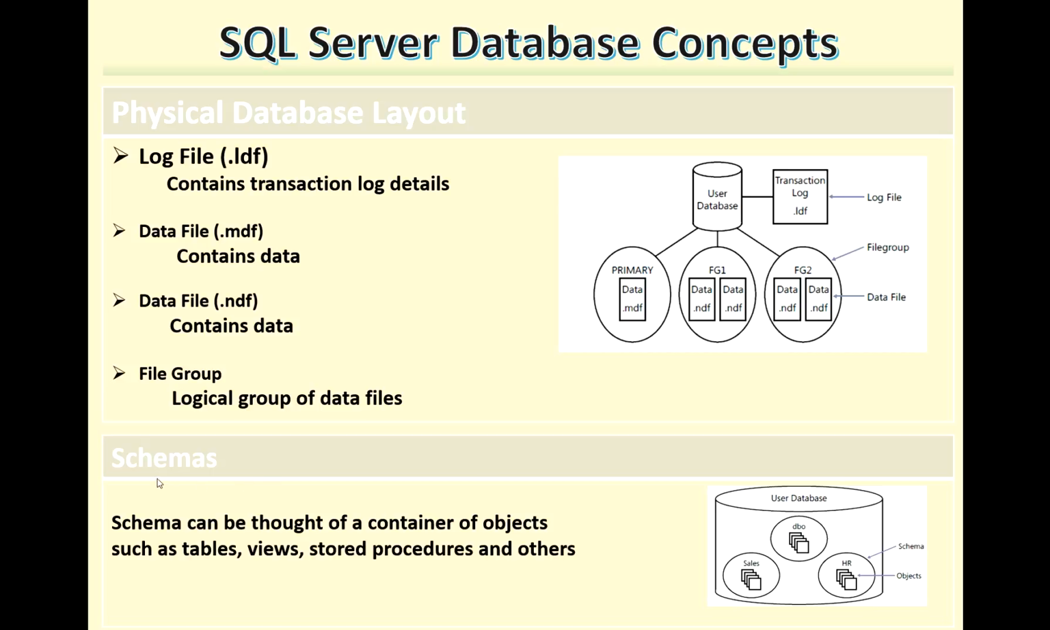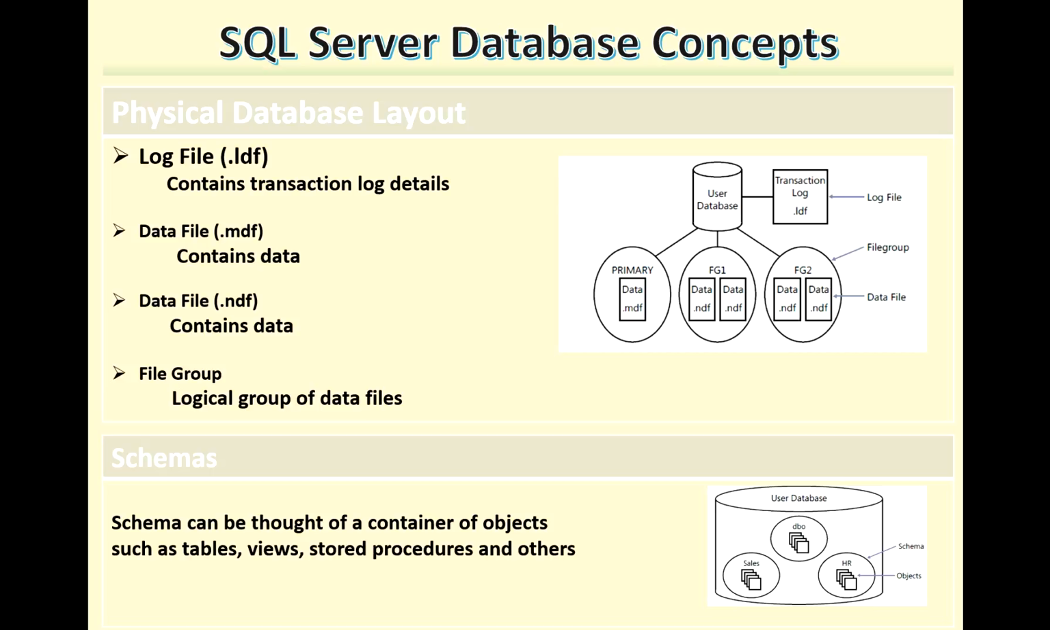And next we have schema. What is a schema? A schema can be thought of as a container of objects. Let's say you have two different OLTP systems: one is the orders system, the other is the sales system. The orders system consists of a certain number of tables, and the sales system consists of a certain number of tables. You want to segregate these tables. If you don't, they will be mixed up, and you cannot distinguish which table belongs to sales and which belongs to orders.